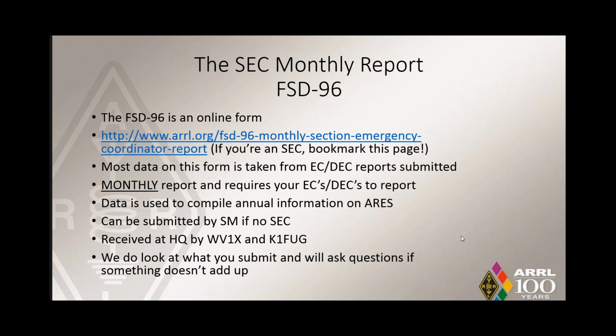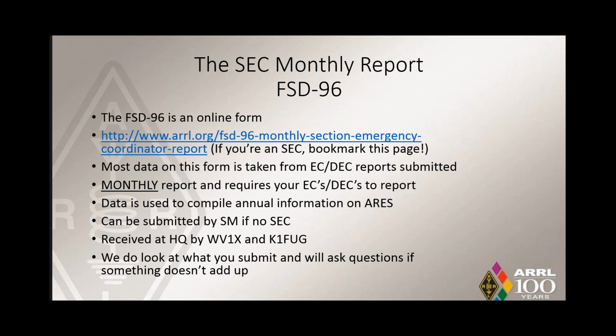The FSD 96, the SEC monthly report. Now this is an online form found at the website here. If you're an SEC, make sure you bookmark this page. This is where you submit your SEC monthly report. This data is mostly taken from EC and DEC reports that get turned in. It is a monthly report, so needless to say, it is very dependent upon your ECs and DECs submitting their monthly reports. This data is used to compile the annual information on ARES.